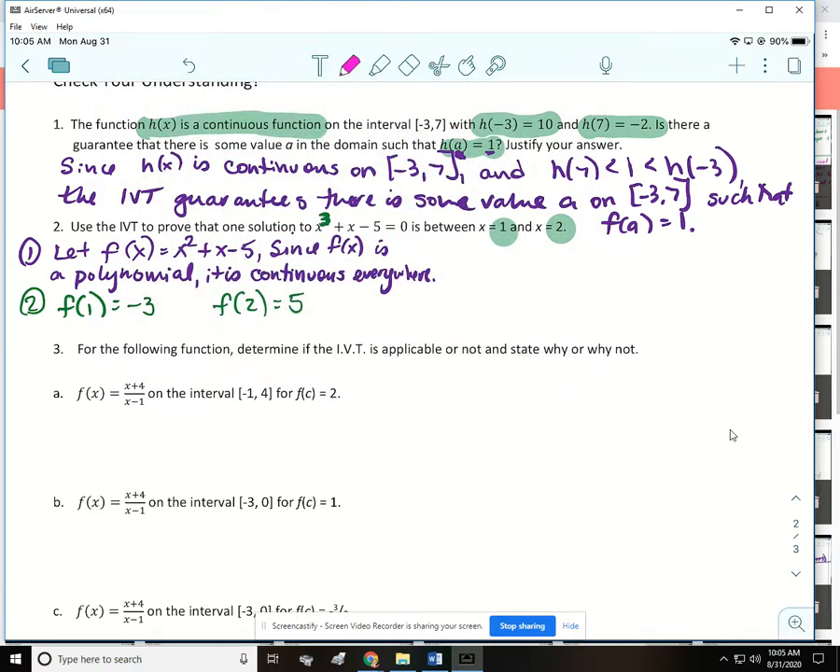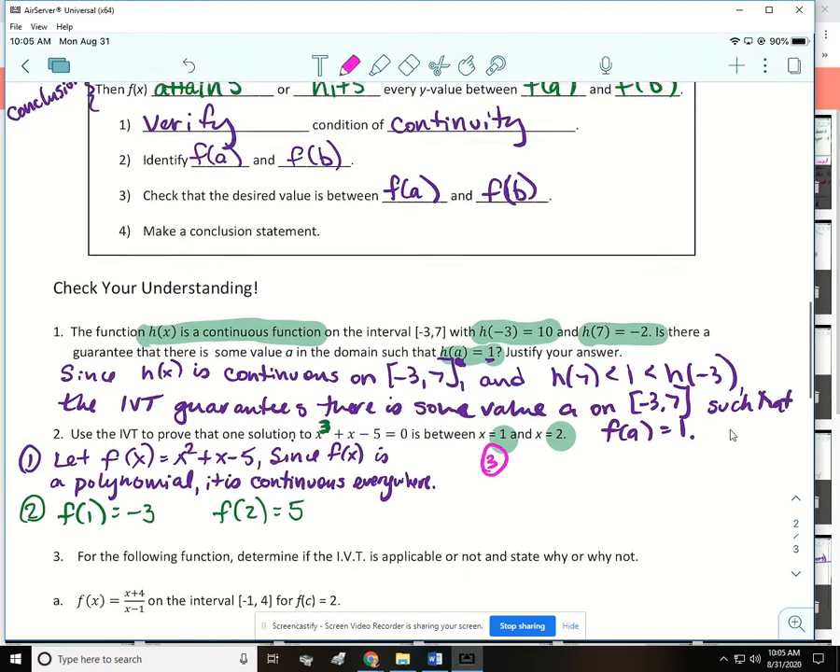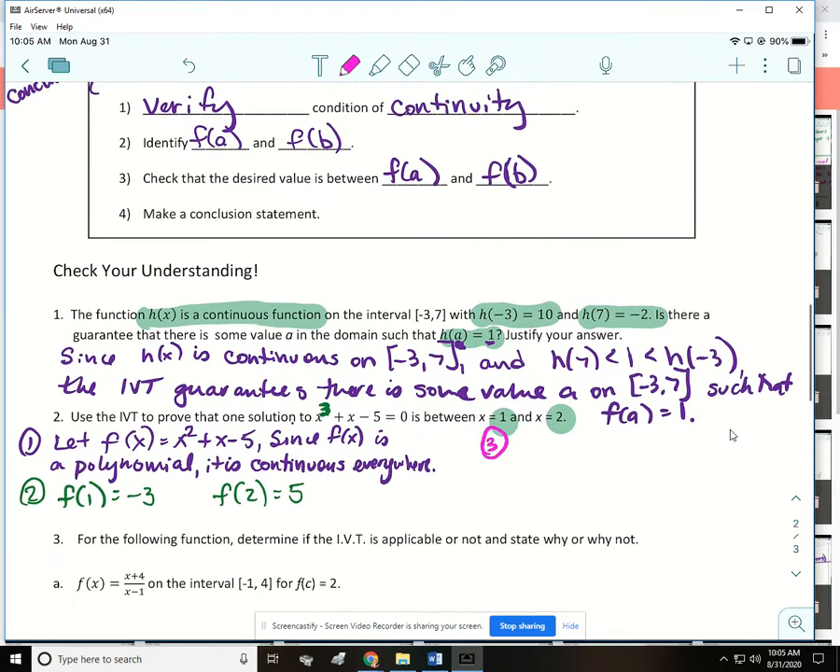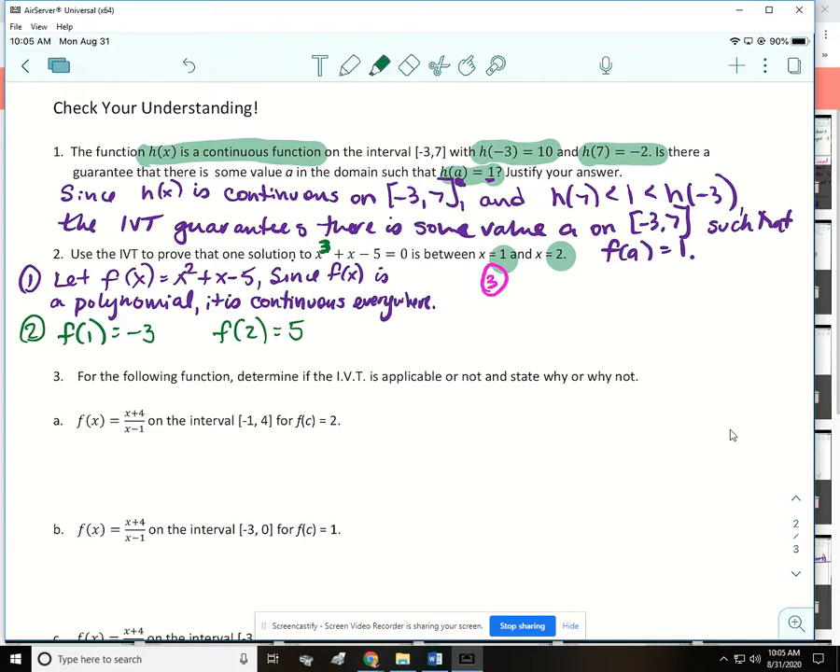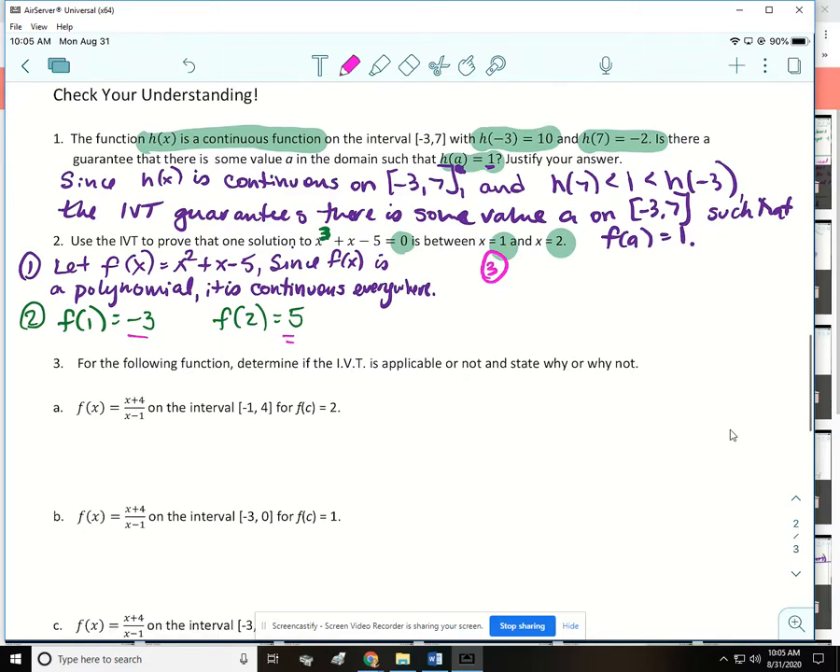Okay, so let's look at number 3. Number 3 says that we are going to check to see if our desired value is between f of a and f of b. So our desired value in this case is 0. So 0 is between f of 1, because f of 1 is negative 3, and f of 2, because f of 2 is 5. So the smallest is f of 1: f of 1 is less than 0 is less than f of 2.